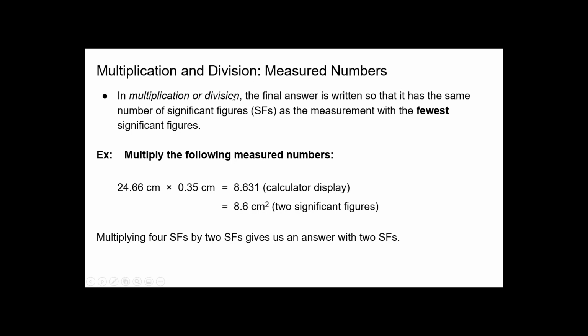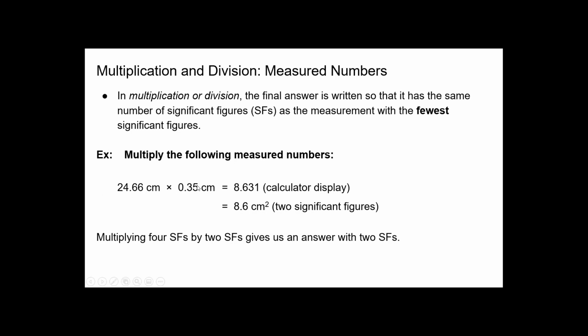In multiplication and division, the final answer is written so that it has the same number of significant figures as the measurement with the fewest sig figs. In simple terms, you look at the problem and you look at what you have to work with. This is 24.66 centimeters. This has 4 sig figs. This is 0.35 centimeter. This has 2 sig figs. The 0 in the front does not matter. And by the way, when you have a decimal point, you always write a 0 in front if there's no number value. This is just sort of etiquette.